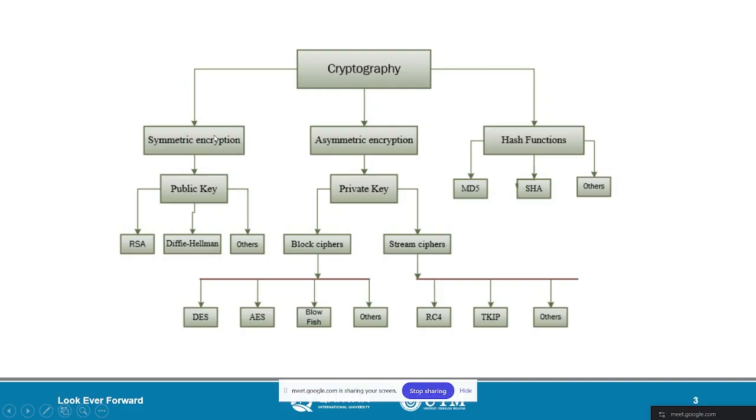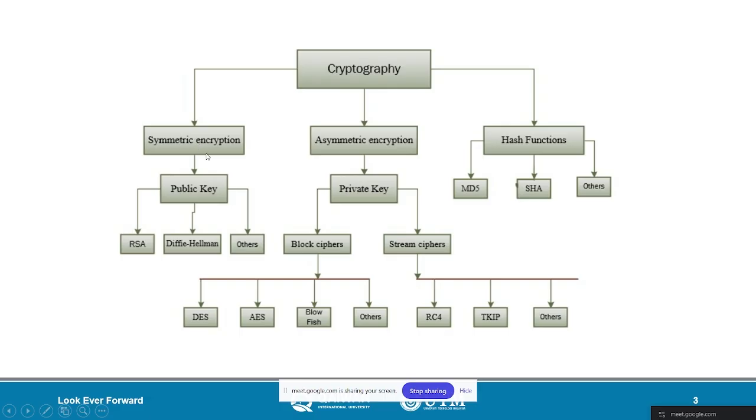We have symmetric encryption, we have asymmetric encryption, and we have hash functions. For the hash functions, we have MD5 or SHA, secure hash algorithms, or others. We may have a lot. For the private key, we have the block ciphers and we have the stream ciphers. The block ciphers are just like DES or AES, Blowfish, or many more.